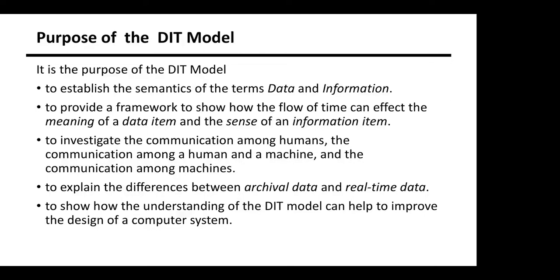And the purpose is here to get clear semantics about the terms data and information, to provide a framework to show how data and information changes over time, and to investigate the communication among humans and machines, and about machines to machines, and to look at the difference between archival data and real-time data. And at the final section, I will give you a few slides to show how the understanding of the DAT model can help in the design of real-time computer systems. So that's as a start.